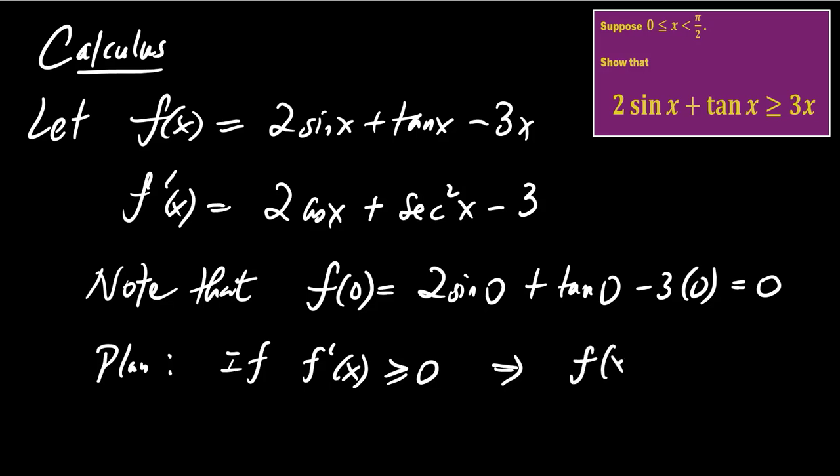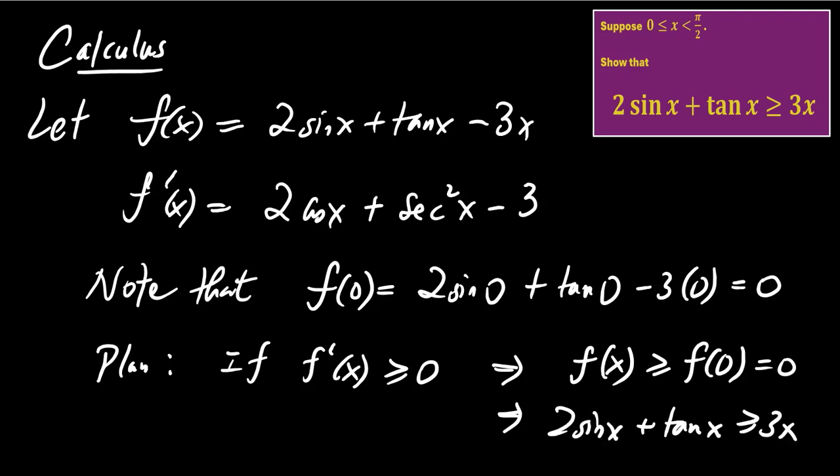then f(x) will be greater than or equal to f(0), and in this case greater than or equal to 0, and therefore we have the inequality that we want to show. But it is not clear why 2 cosine x plus secant squared x minus 3 is at least 0. So we have two different ways to do it.